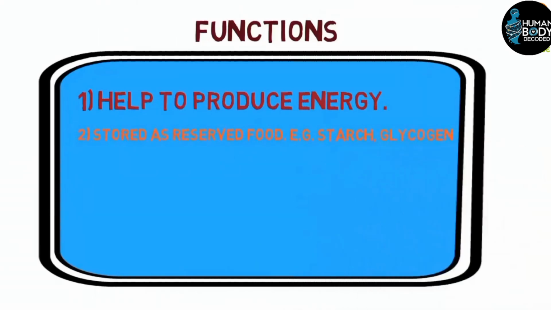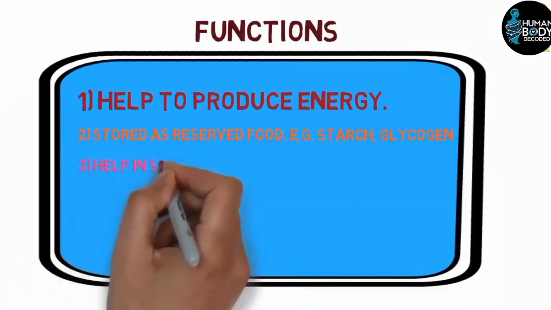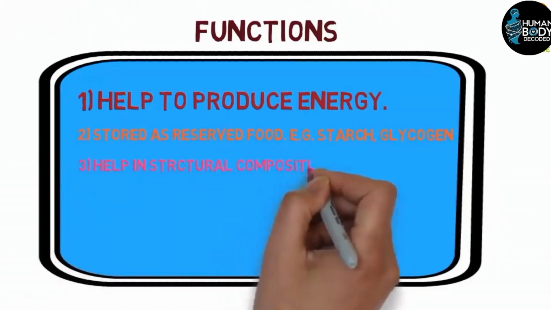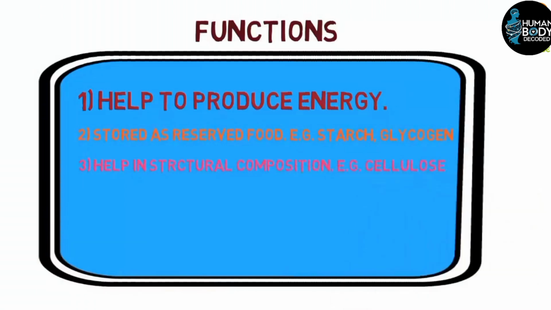So where does the food come from? It comes from this reserve food in the form of starch in plants and glycogen in animals. It is stored and then used. The third function is structural composition. Carbohydrates also help in structure, like cellulose, which I've already explained as the main component of the cell wall.